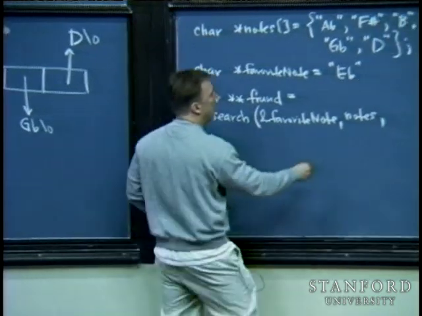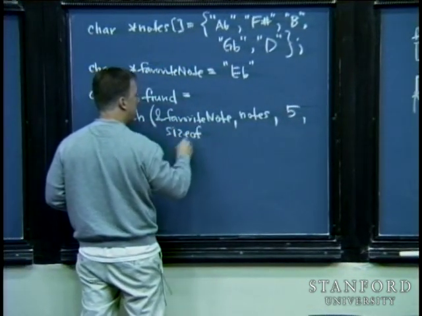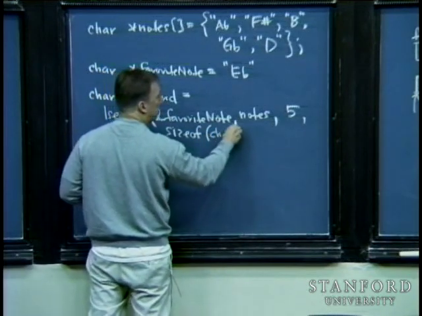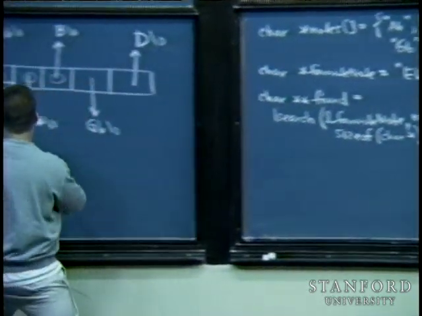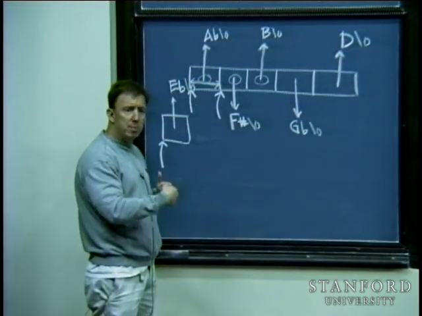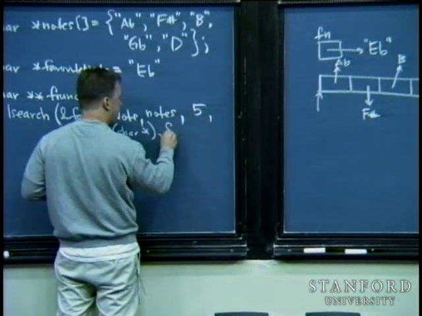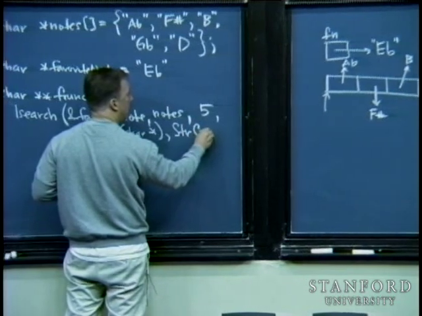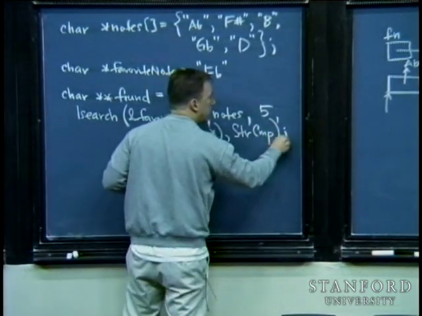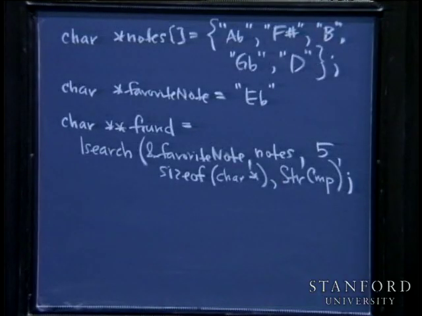Okay? I have 5 of these notes. Pass in size of char star. Why char star as opposed to char star star? Because I'm interested in the actual width of these boxes so that lsearch can actually compute the boundaries between elements. And then finally, with capital S and capital C, I'm just contriving the name of some function called strcomp. There's 2 versions of strcomp, the one I'm writing and the one that's built into the C library, but the one that's in the C library doesn't have capital letters there. Okay?